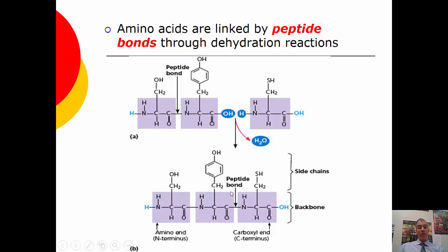Notice here we have some R groups. This R group would be more polar. Why? Because the OH draws electron density towards it. Same thing with this one. OH draws electron density towards this part of the molecule. It makes it a little bit more polar. Okay?